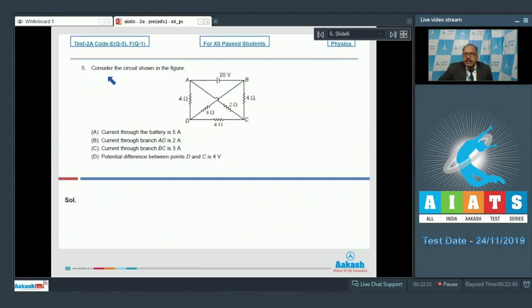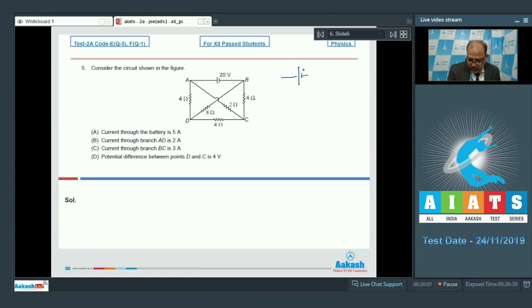Question 5 says, consider the circuit shown in the figure. We have this circuit given to us, and the options are about the current through the battery, the current through branch AD, the current through branch BC, and the potential difference between points D and C. Okay, let's look at the circuit carefully. Let's redraw the circuit.